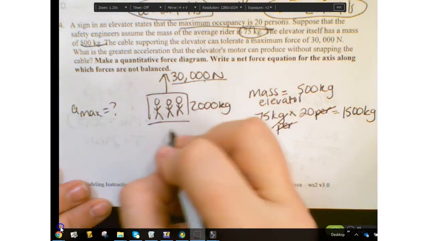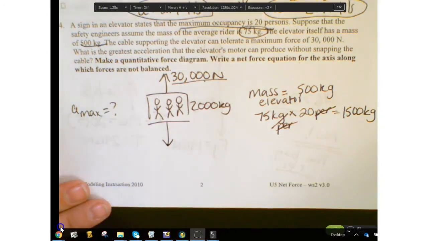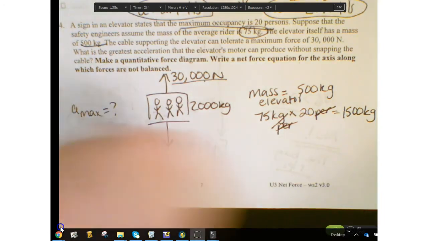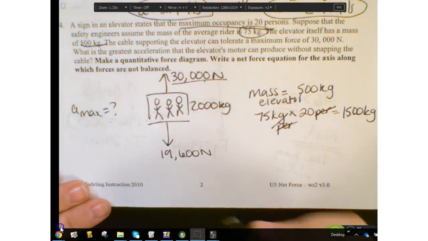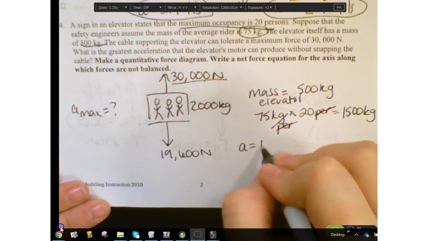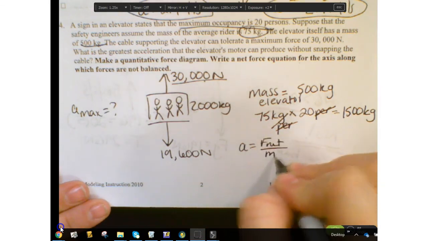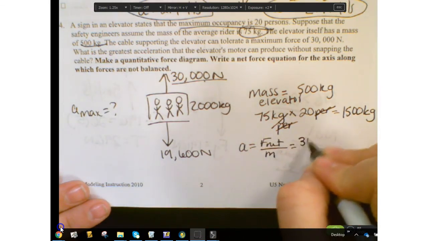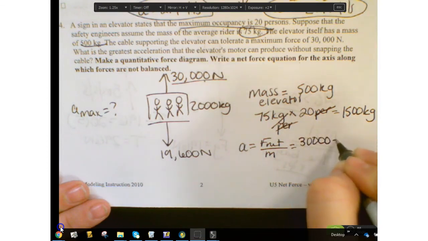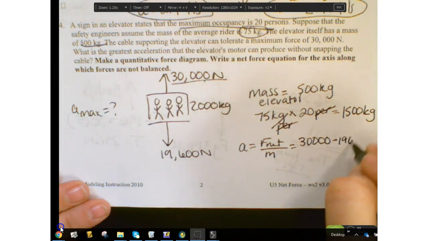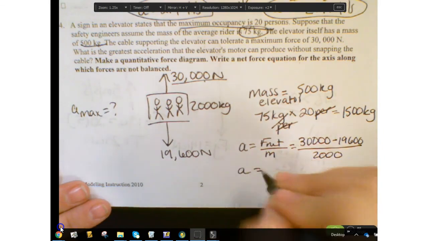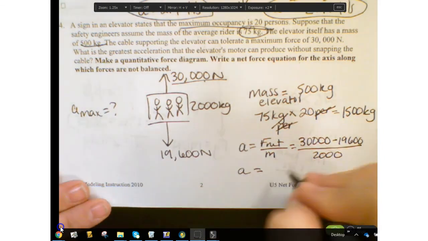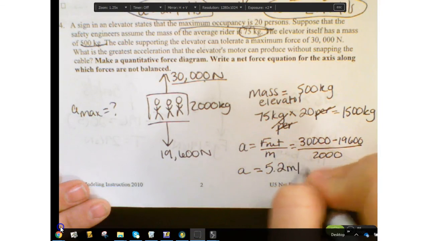So now to find that maximum force of gravity, 2,000 times 9.8 is going to equal 19,600 newtons. So to find my acceleration, it's again net force over mass. So 30,000 minus 19,600 over my total mass of 2,000. You get an acceleration of 5.2 meters per second squared.